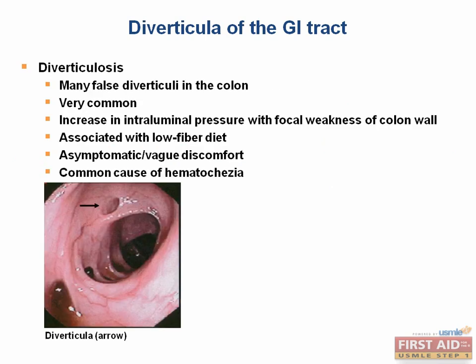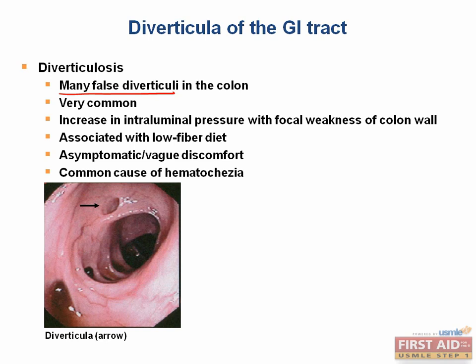What then is diverticulosis? Diverticulosis is a condition where the patient has many false diverticuli. It is quite common, and it's due to an increase in intraluminal pressure along with focal weaknesses in the colonic wall. Patients generally have a low-fiber diet, and it occurs mostly in the sigmoid colon because at that point the stool is hardest after most water has been reabsorbed.